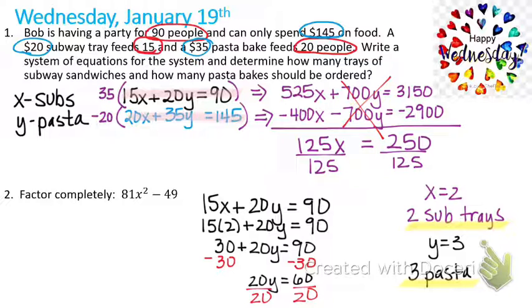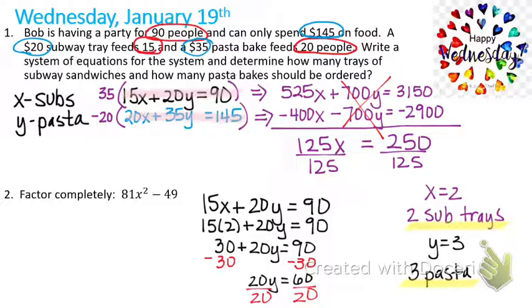What if we just leave it as x equals 2 and y equals 3? So if you only left it as x equals 2 and y equals 3, and I saw this, then I would still give you credit. But I need to know what your x and y represent. So if I don't know that x is subs, how do I know that you're saying 2 subs or 2 pastas? Unless I know what your x represents.